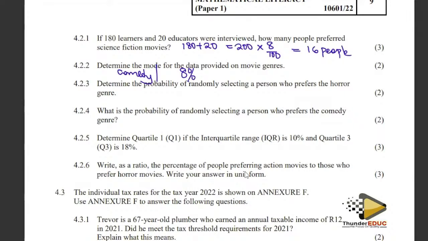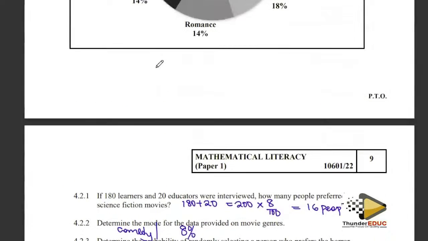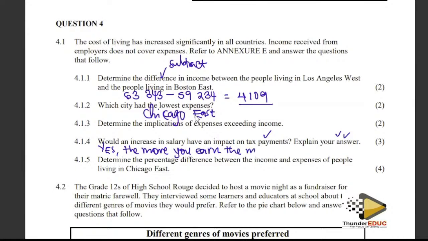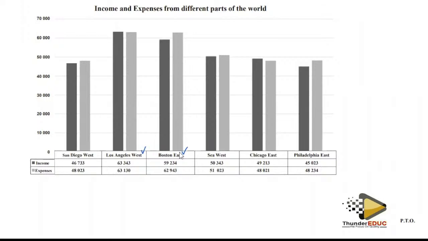We go on. Determine the probability of randomly selecting a person who prefers horror genre. We go up there and we see horror. What percentage is it? It's 11%. Or this is lowest.